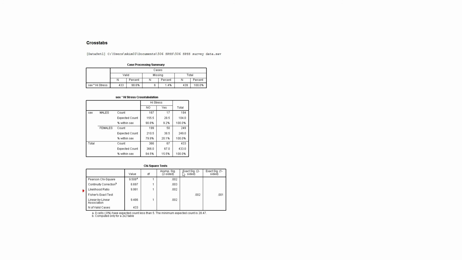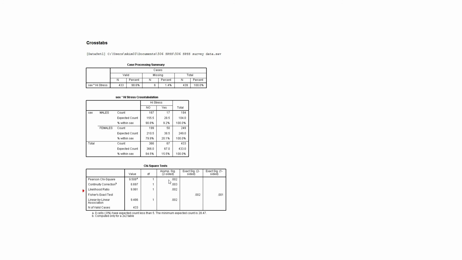The asymptotic significance here refers to p-value. P-value is used to determine if a statistical test is significant or not. And conventionally, we use the significance level less than 0.05. So if the p-value is less than 0.05, we can say that the association between tested variables was statistically significant. In our case, the p-value is 0.002. So we can definitely say there is an association between sex and high level of stress.